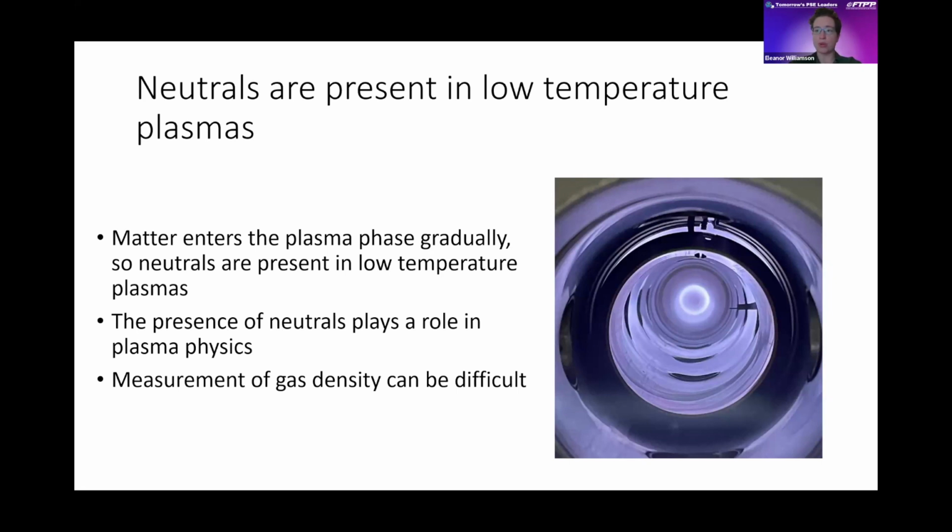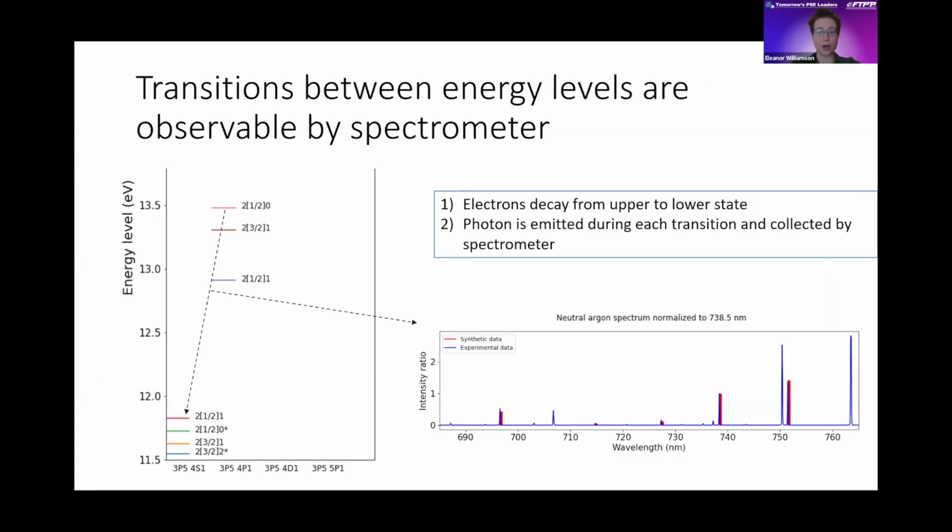I will note at this point that I'm using neutrals and gas interchangeably; they mean the same thing. The neutral density is the more technical way of putting it, but it's the same as the gas density. So how does this work?